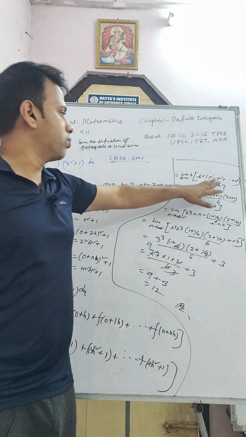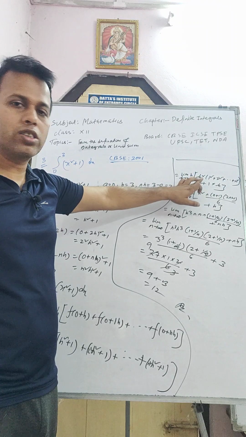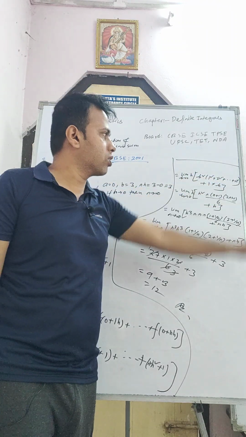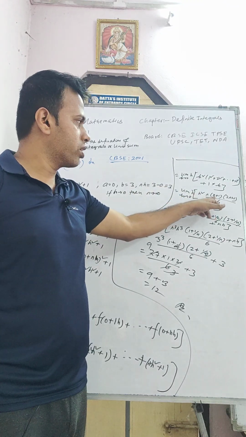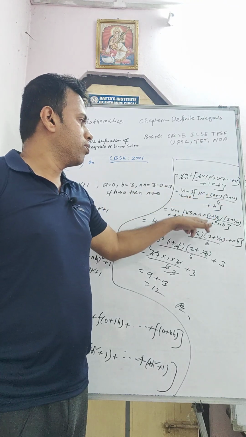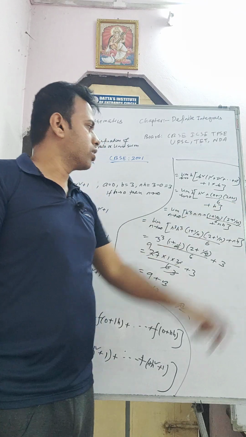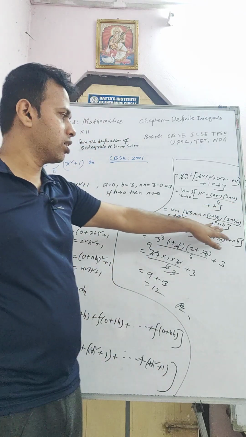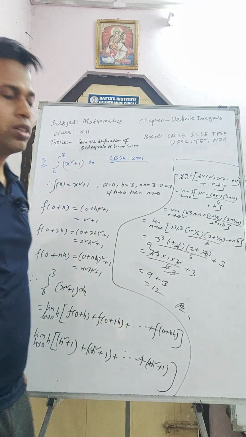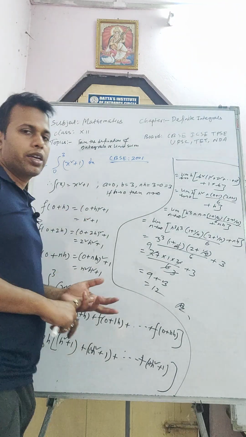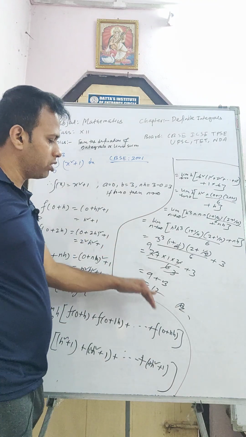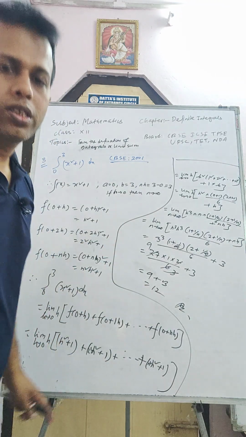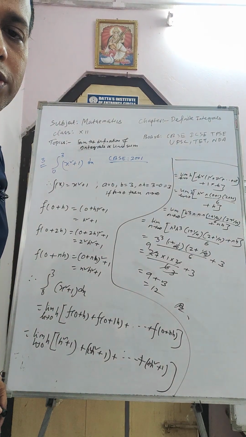Now it will become, if I take h square common, it will be 1 square plus 2 square plus dot dot n square into h, and after that I take n common here, it will become 1 plus 1 by n, 2 plus 1 by n, okay, by 6 plus nh. Now I just put the value of nh and n tends to infinite. nh is 3 and n is infinite, and after simplification this one became the answer. Okay, I hope it will help you.